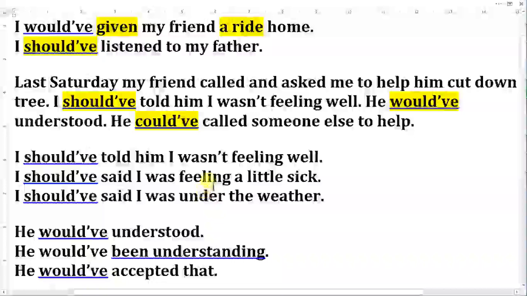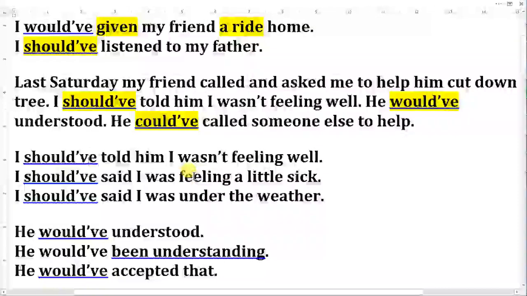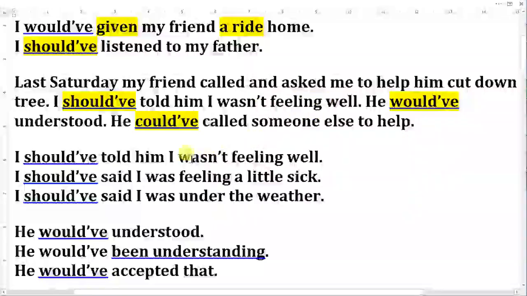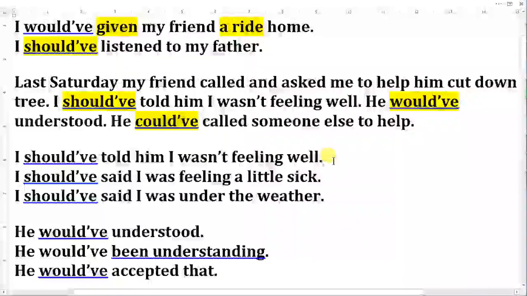Now listen as I repeat the sentences with could've, would've, and should've. I will also give you sentences with meanings very close to the ones in the story. Repeat each sentence after you hear it. Ready? Let's begin. I should've told him I wasn't feeling well.